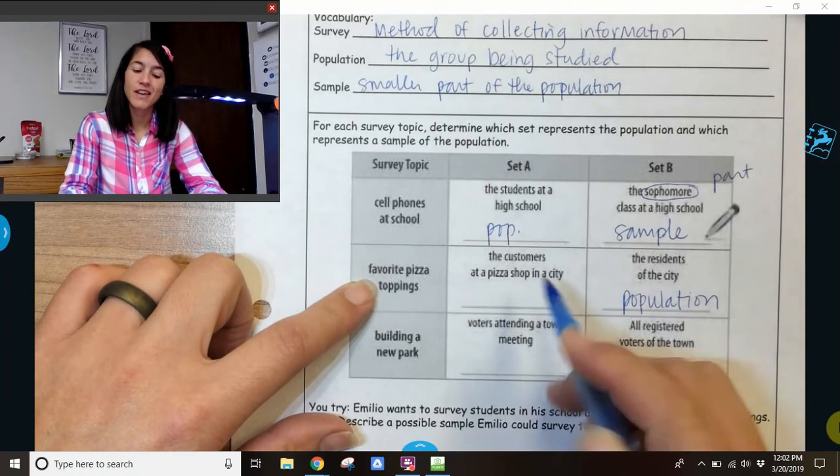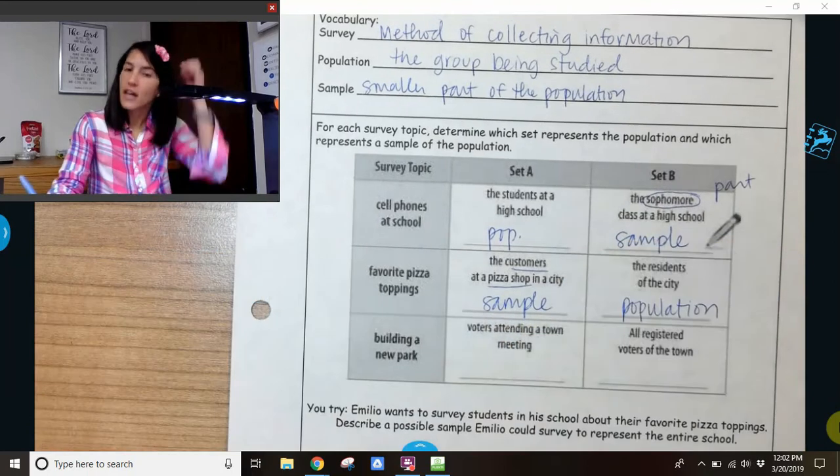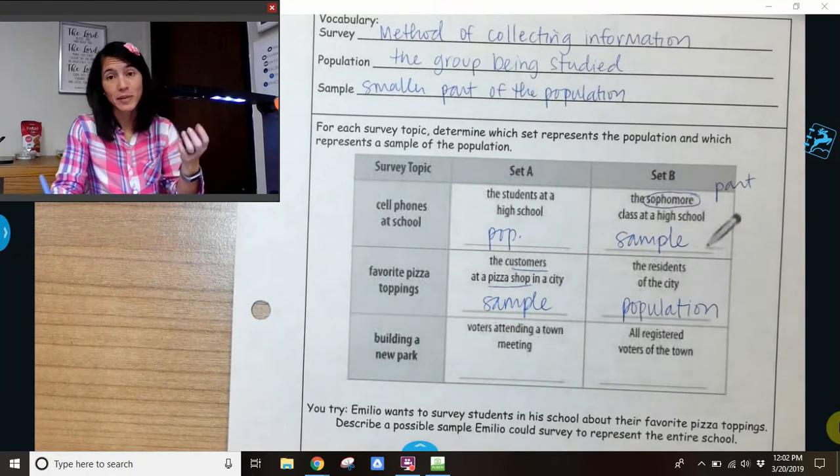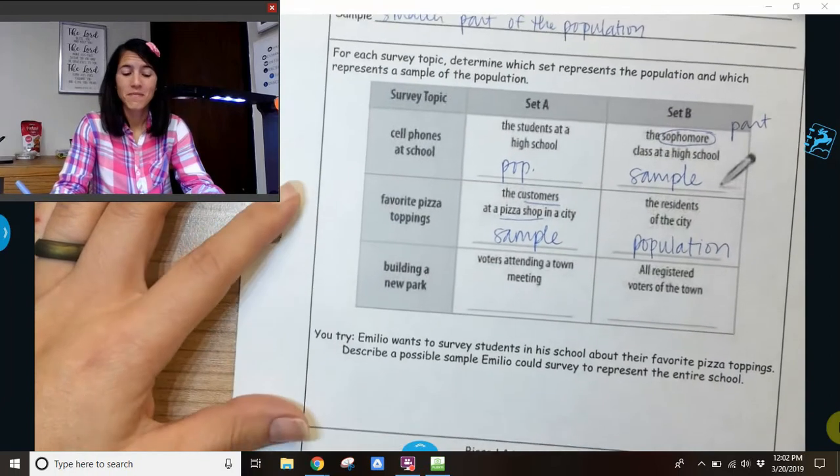That's the population. And then the customers at a pizza shop would be a sample. Now, do you think the customers at a pizza shop like pizza? Probably, but not everybody in the city is going to like pizza.